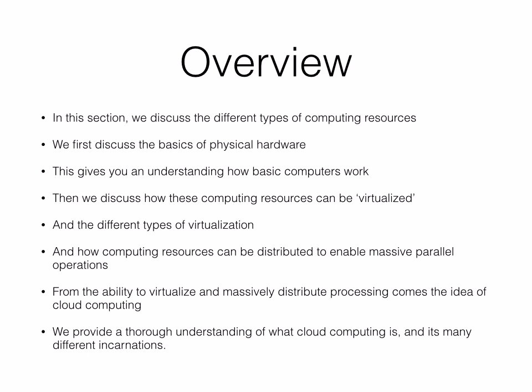So to give you an overview of what we're going to talk about, in this section we'll discuss different types of computing resources. First we'll talk about the basics of physical hardware. I do this so you have an understanding of how basic computers actually work. How many of us really know what goes on under the hood? So we give you an overview of that and some very simple ways to talk about, for example, the von Neumann architecture, by which most processors are modeled after. So we talk about how basic computers work.